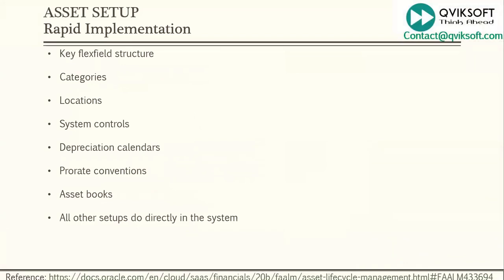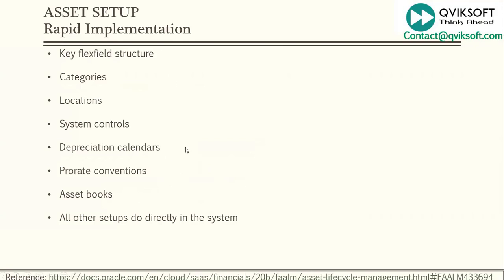These are the components which you can create using rapid implementation. Key flexfield structure. There are some important flexfield structures which are part of fixed asset implementation. Those can be created using the rapid. Categories, location, system controls, depreciation calendar, prorate conventions, and asset books.